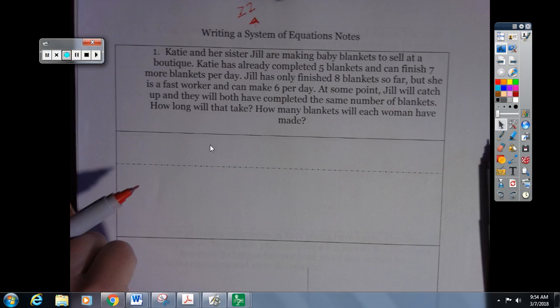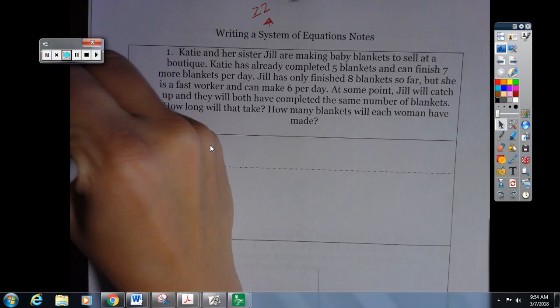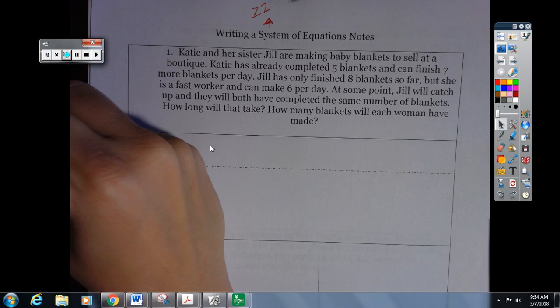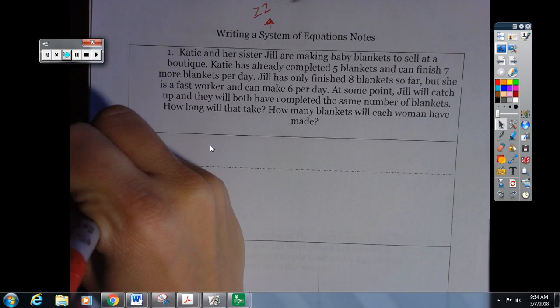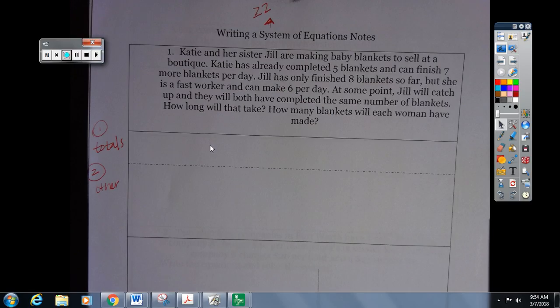So we could have 2 things, right? Most of the time we have totals or we don't. They're either the same amount or sometimes they are a little bit different.